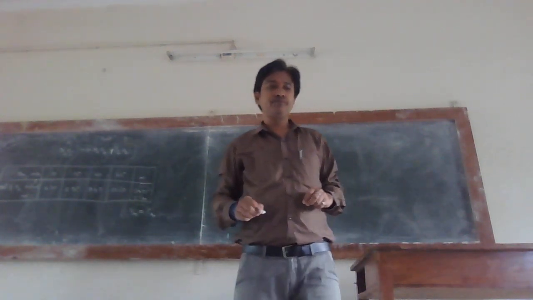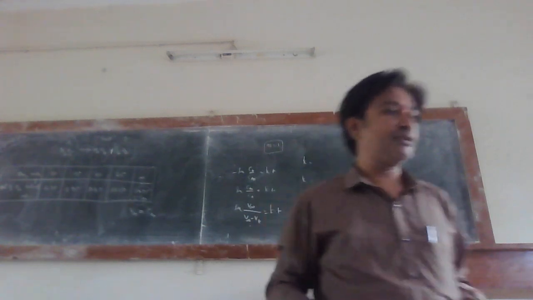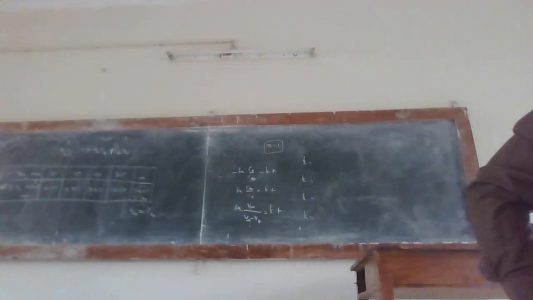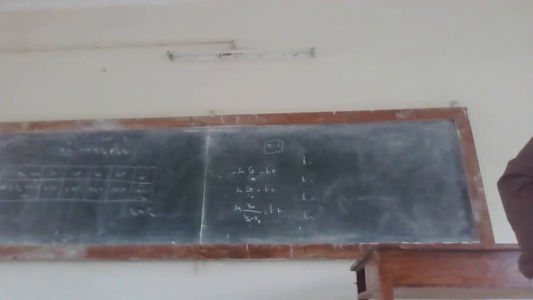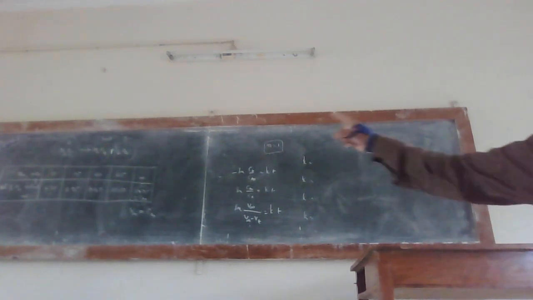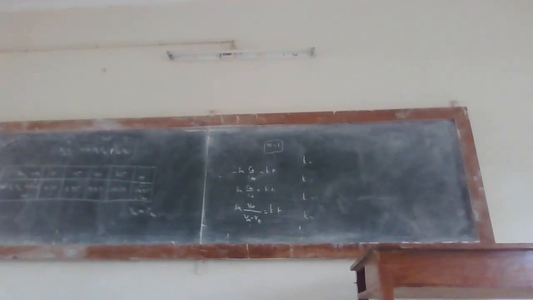Check for the first one. Check for t equal to 10. First data for t equal to 10. Substitute ln of V infinity, that is 34.75, by 34.75 minus 6.30.